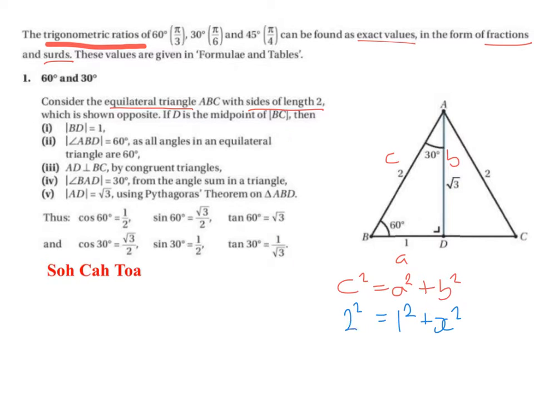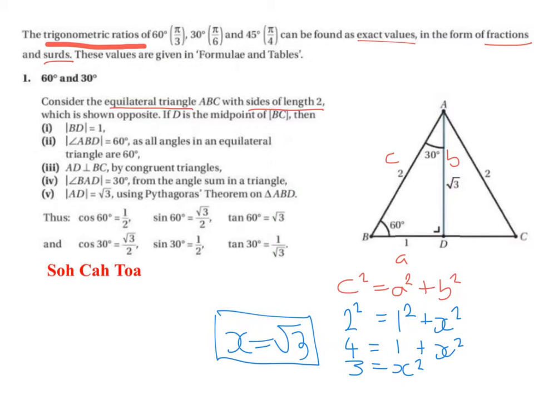2 squared is 4, 1 squared is 1. So we're going to minus 1 from both sides, and 4 take away 1 is 3. And if 3 is equal to X squared, then X is equal to root 3. So that's how we got AD to be root 3. So AD is equal to root 3 using Pythagoras' theorem on ABD.